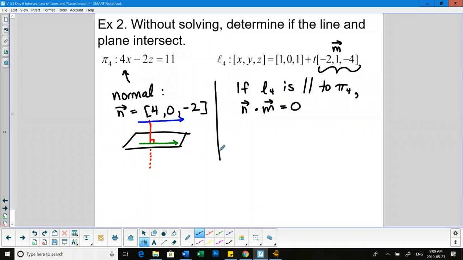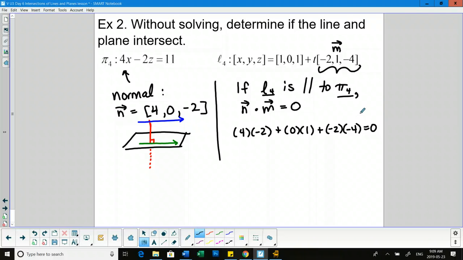Okay? So we're just going to check the dot product of those two vectors, 4, 0, negative 2, and negative 2, 1, negative 4. Okay? So 4, negative 2. What's that, Mark? No. If the line is parallel to the plane, then it will be perpendicular to the plane's normal. Right? Which means that the line is parallel to the plane, right? Yes.